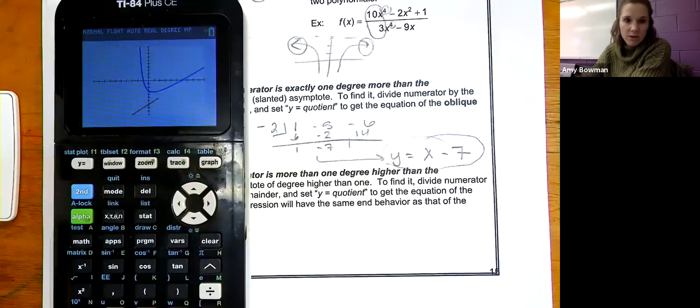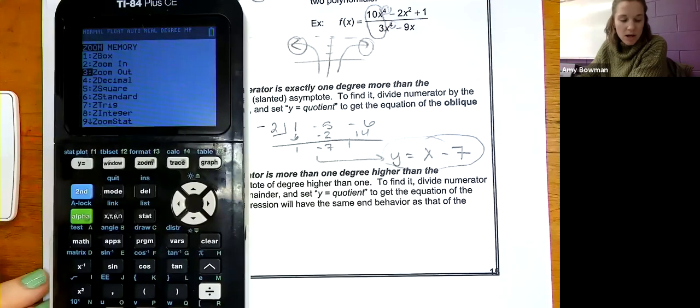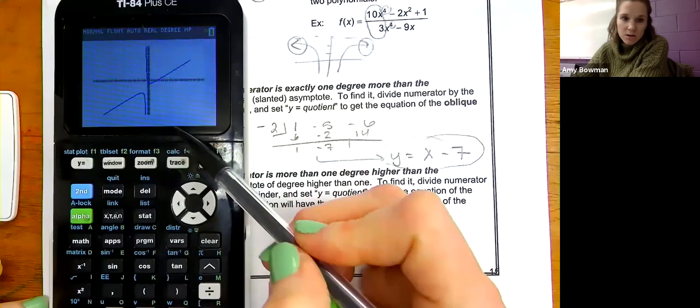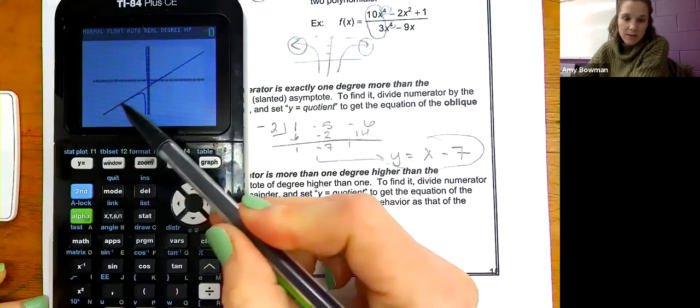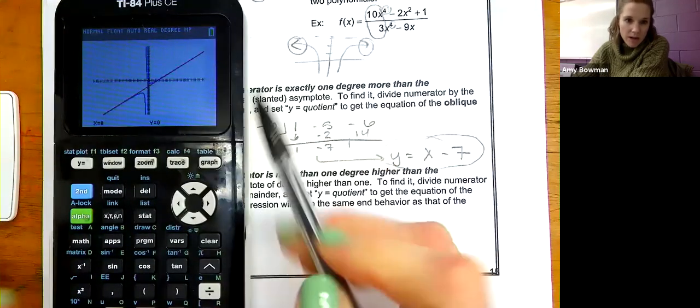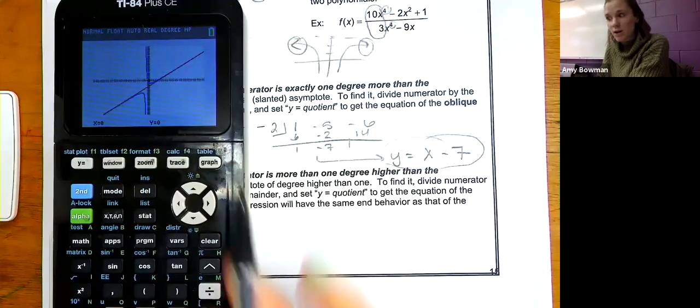We can see it growing closer and closer to our blue function, and even if I zoom out a little bit, we can see long-term the end behavior of this function is going to approach the line y equals x minus 7. So that oblique asymptote shows how that helps us figure out end behavior. All right, so next we have other asymptotes.